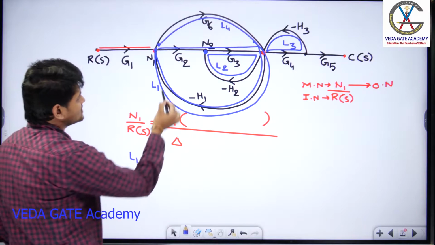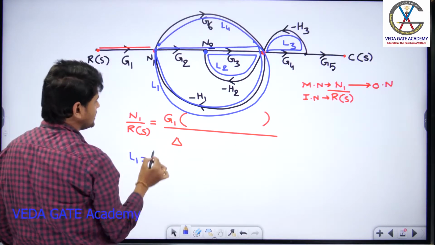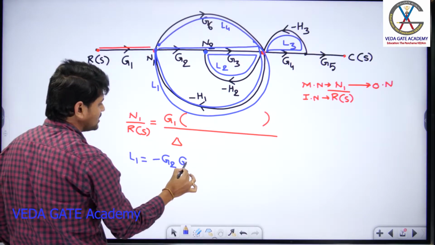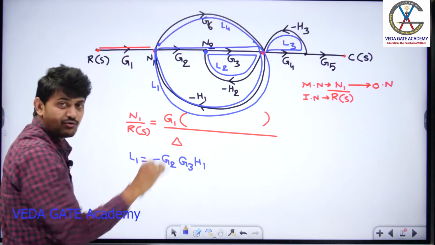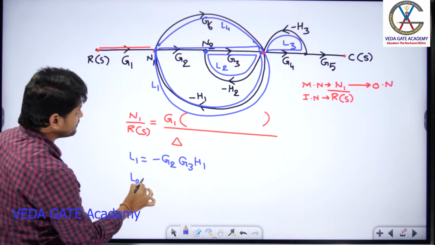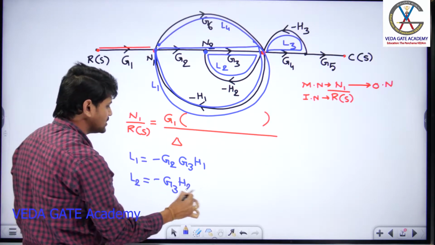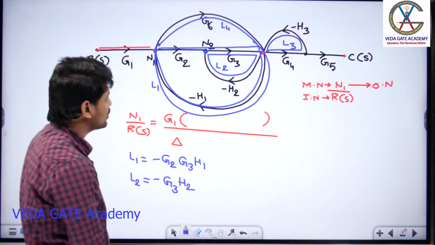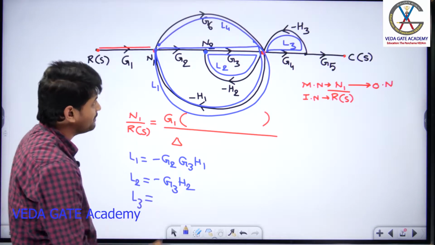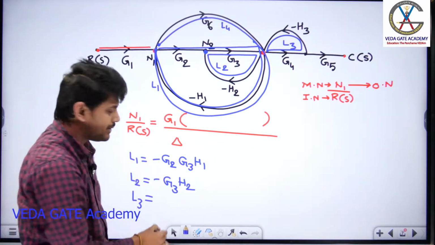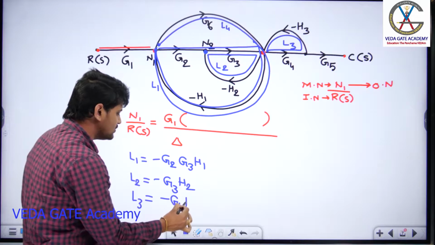Now, I can quickly tell you what are the loop gains here. L1. Can you tell me what is the loop gain in L1? G1, G2, G3 minus H1. So you are going to get minus G2, G3 into H1. Can you tell me what is the gain of the loop L2, guys? The gain of the loop L2 is G3 into minus H2. So you are going to get minus G3 into H2. And what is the gain of the loop L3? You are going to get G4 into minus H3. You are going to get minus G4 into H3.